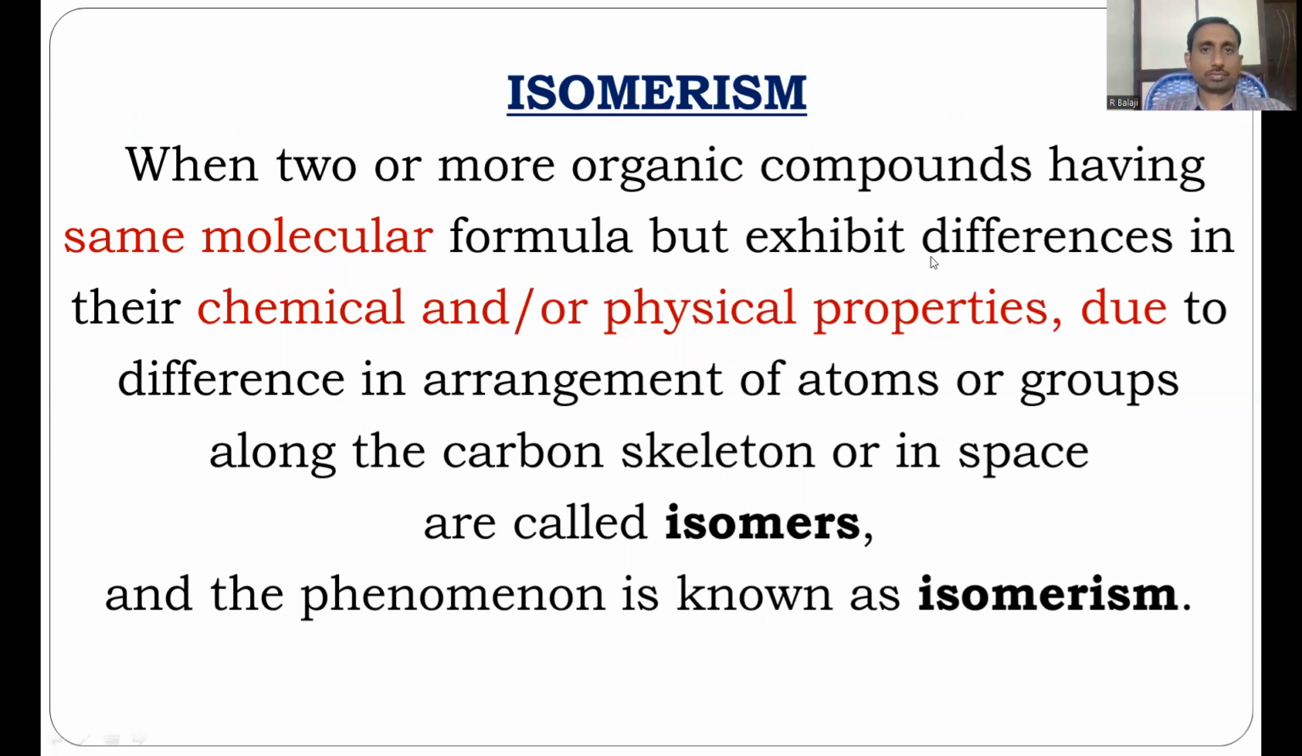Isomerism: two or more organic compounds having the same molecular formula but exhibiting differences in their chemical and physical properties, due to the difference in the arrangement of atoms or groups along the carbon skeleton or in space, are called isomers. The phenomenon is known as isomerism.